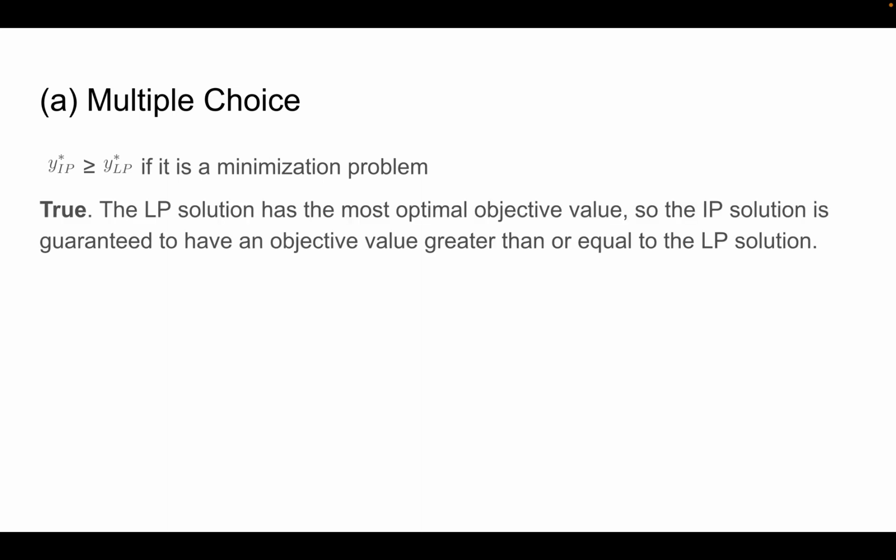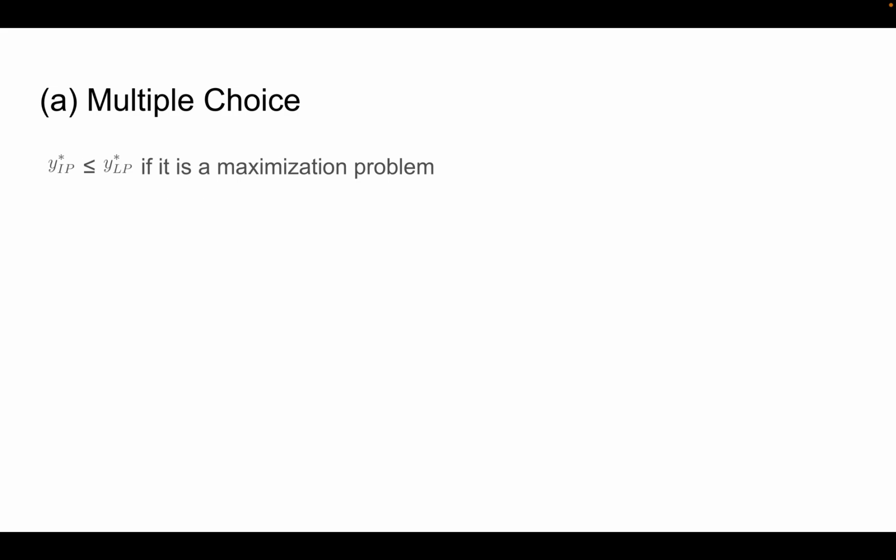minimization problem? Now this is true because the LP solution has the most optimal objective value, and since this is a minimization problem, the LP solution is going to have a lower objective value than all other possible solutions, so the IP solution is guaranteed to have an objective value greater than or equal to the LP solution, which means that this is correct. Now what if we changed the setting a little bit and we're seeing maximization problems?